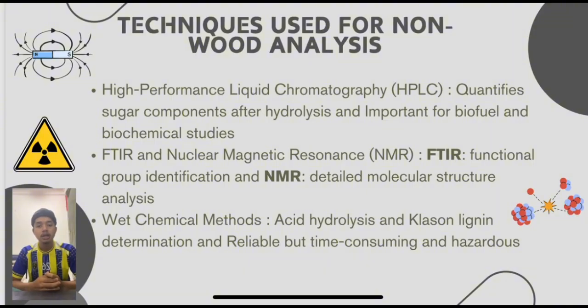Additional wet chemical methods such as acid hydrolysis and Klason lignin determination are applied to obtain accurate composition data. Although these methods are reliable, they are time consuming and involve hazardous chemicals.